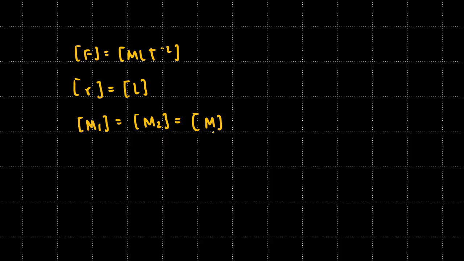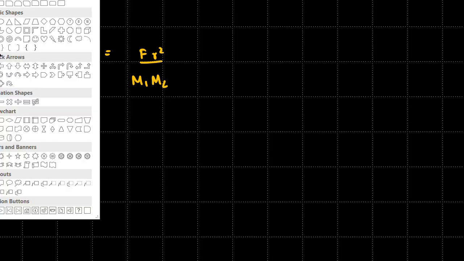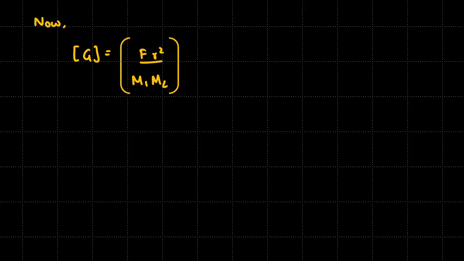So now let's find the dimension of big G. Since the relation is valid, the dimension on the left hand side must be equal to the dimension on the right hand side. So we can write G must be equal to F r squared by m1 m2, and its dimension must be equal to the dimension of G, where this is supposed to be a square bracket, don't mind the round brackets. So now the dimension of force is MLT minus 2. The dimension of r squared will be L squared. The dimension of m1 will be M, and the dimension of m2 will be M.